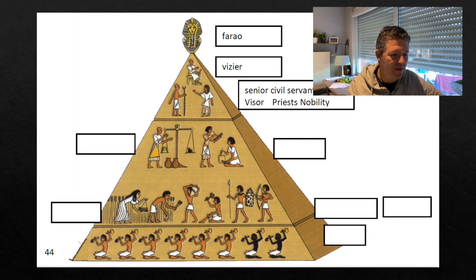The visor. I think that should be the vizier, the visors. Apparently they use the word visor and vizier together. Priests and nobility. Yeah? So priests and the priesters, nobility, adel. Right? So very high people. Think of generals from the army. Generals, generaals. Yeah? So very high people.